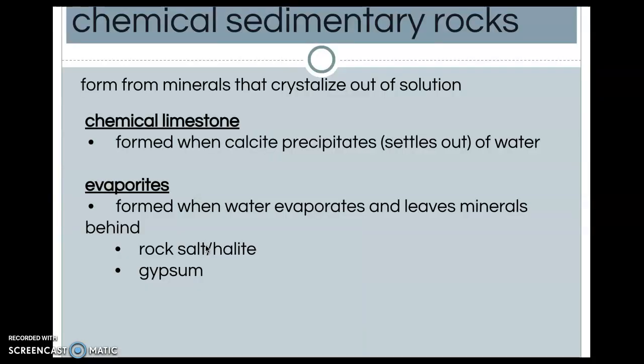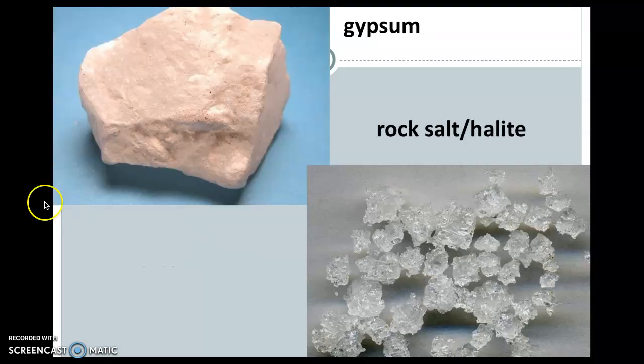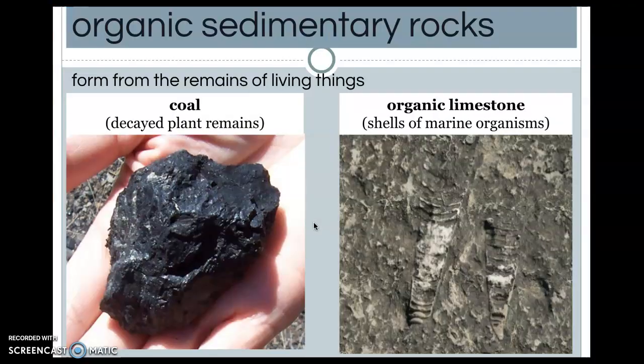Chemical sedimentary rocks, one example would be chemical limestone. And then we also have rock salt and gypsum. And there's some pictures of gypsum up here and then rock salt. And organic sedimentary rocks, some examples would be coal and organic limestone.